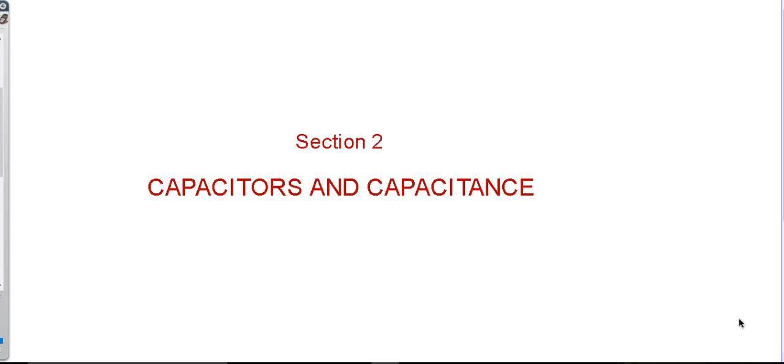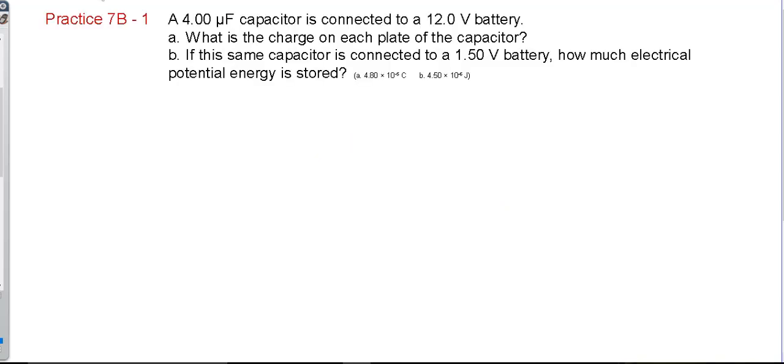Okay, friends, our subject now: capacitors and capacitance, section 2. I will solve some questions. Practice 7b, question 1. A 4 microfarad capacitor is connected to a 12 volt battery.